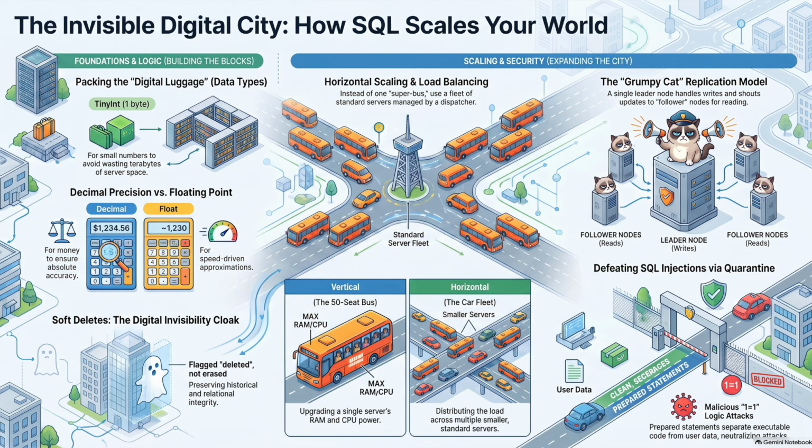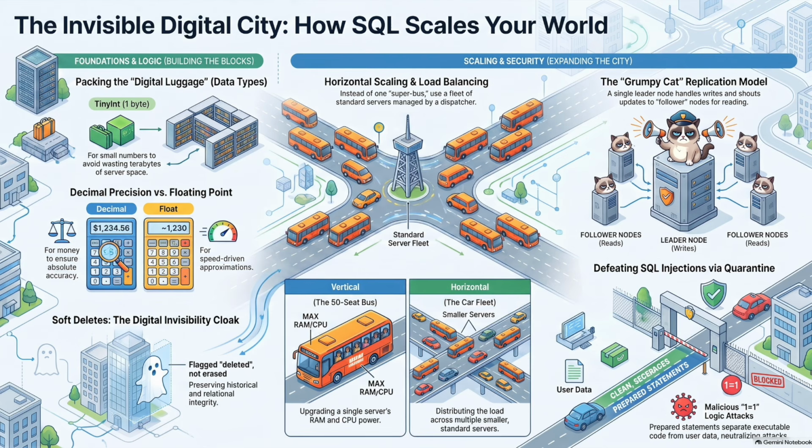But horizontal scaling is an entirely different philosophy. That is like realizing the bus is getting too slow and expensive, so you just buy a massive fleet of regular cheap cars. Yes, that fleet of cars is horizontal scaling. You distribute the computational load across multiple, smaller servers. You aren't building an expensive supercomputer. You are coordinating an army of standard machines.